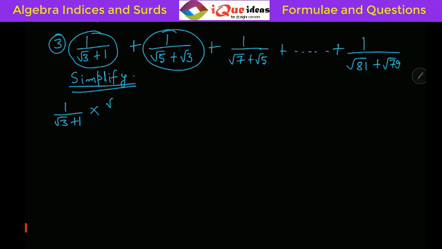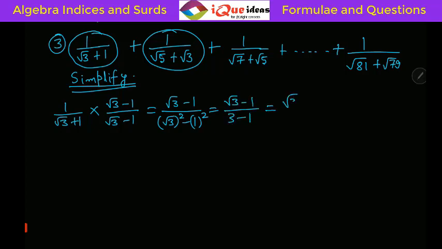So we have to multiply by root 3 minus 1 in numerator and in denominator. So this becomes root 3 minus 1 divided by root 3 plus 1 into root 3 minus 1, which will become root 3 square minus 1 square. So this gives us root 3 minus 1 divided by 3 minus 1, which is 2. So it is root 3 minus 1 upon 2. That is 1 by 2 into root 3 minus 1.